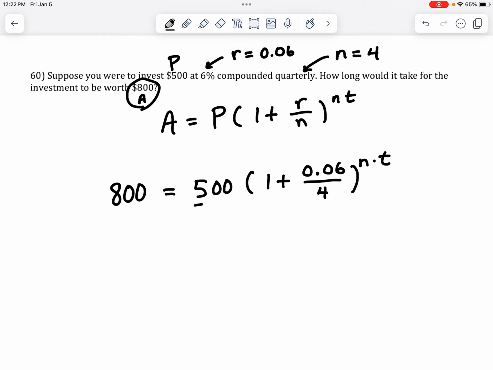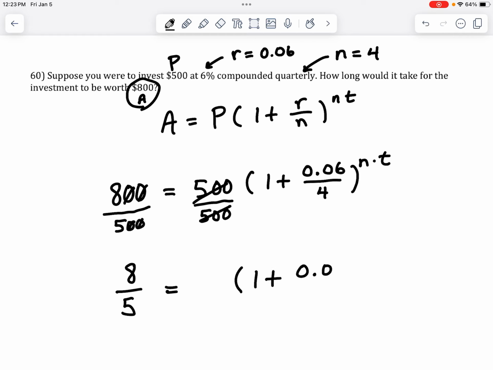The first step is to get rid of this 500. So divide both sides by 500. Cancel, cancel, and even reduce. So this becomes 8 over 5. And on the other side, just recopy what's in the parentheses, raised to the n. I forgot to put a 4 right there. So raised to the 4 times t.